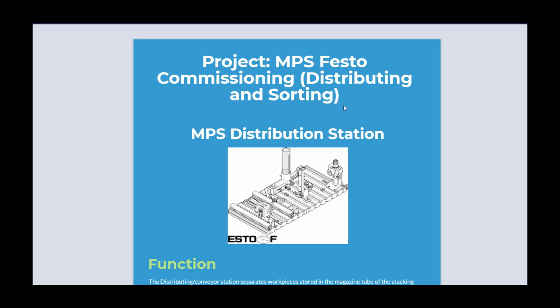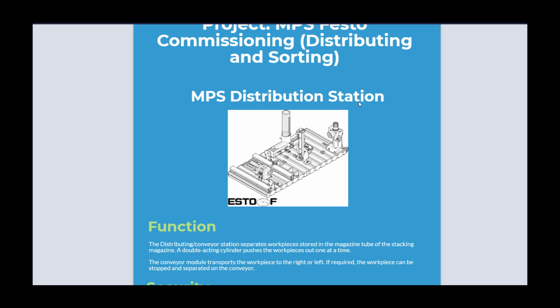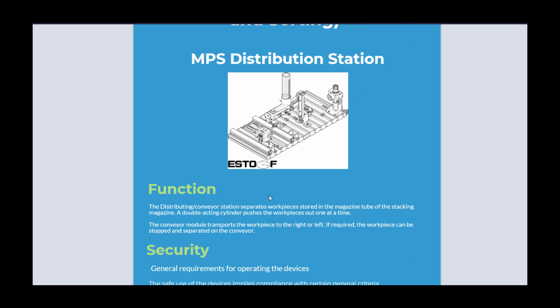Hi everyone, this is the project MPS Festo commissioning and I will talk about a distributing and sorting station. I will start with the distribution station. The function: this station separates work pieces and transports the work piece to the right or left, and if required the work piece can be stopped.